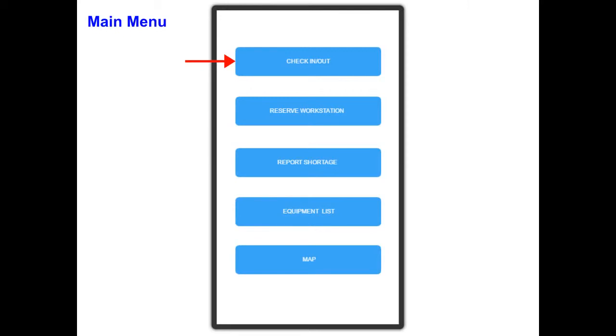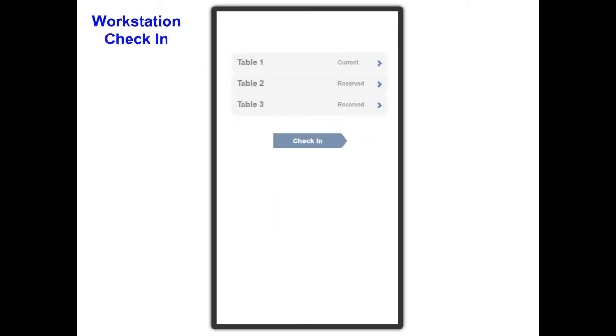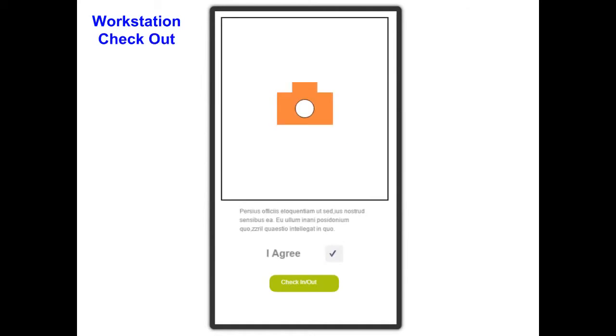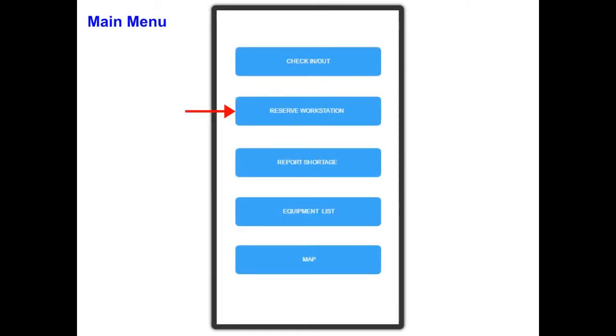The first one is to check in or check out of a workstation. The user will check in by selecting the workstation number that he or she reserved and then click the check-in button. To check out, our app requires that a photo be taken of the workstation to show that it has been properly cleaned up. The user will then click the I agree checkbox and then the checkout button below.